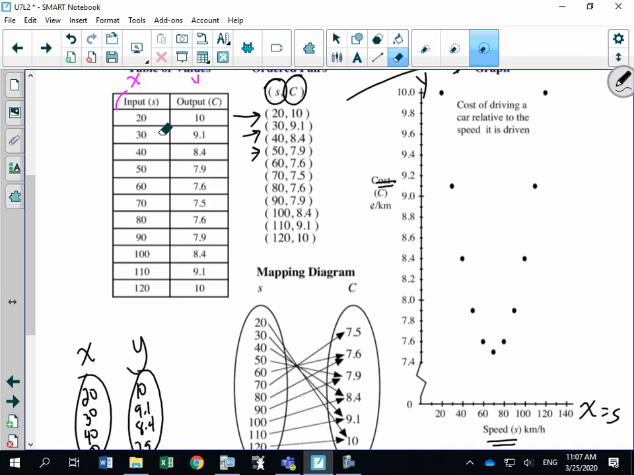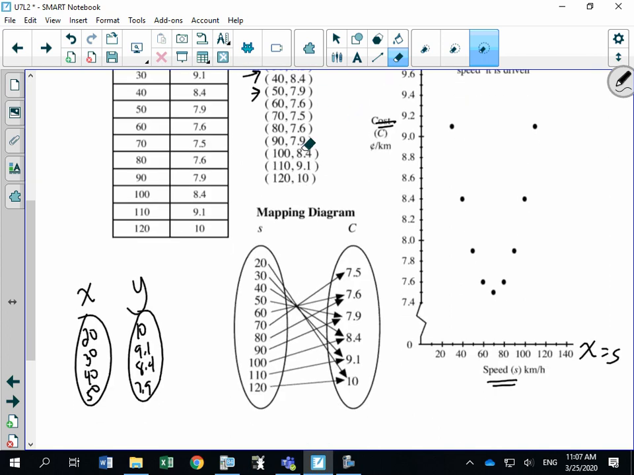And what you do, the coordinate would be 20, comma 10, right? That's our ordered pair. So how mapping works is 20 gets mapped to 10, and 30 gets mapped to 9.1, 40 to 8.4, 50 to 7.9. And I could write all of these in my x, all of these in my y, map it, and I would get this.